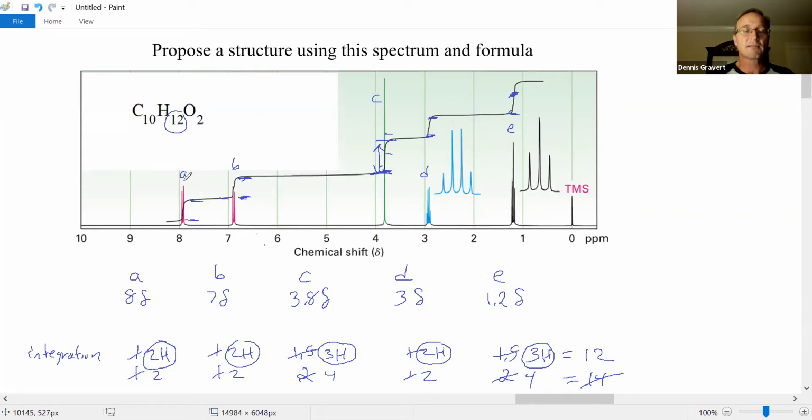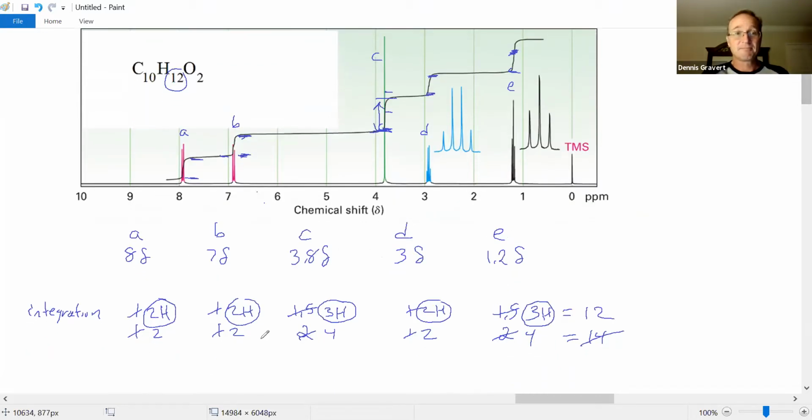So go back here, peak A. You can't zoom in on the test. You have to kind of hold it close, but I'm hoping you see it's a doublet. So splitting. It's a doublet. How many neighbors in a doublet? Me and my neighbor. There's just one neighbor there. Peak B, that's also a doublet. There's also one neighbor. These two hydrogens have one neighbor.